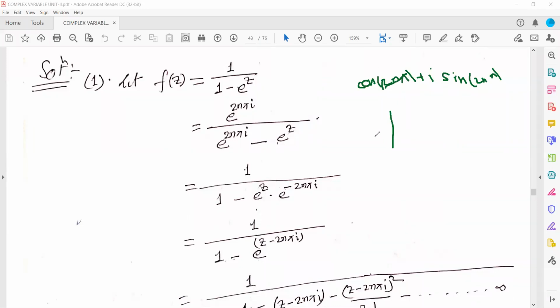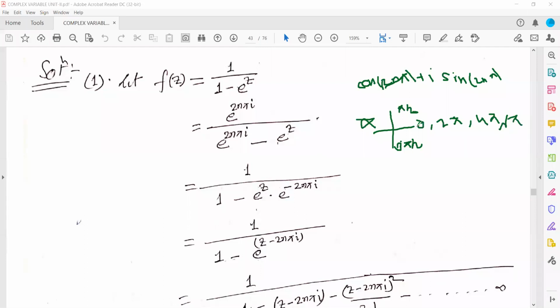So if you know that one, this is 0, this is pi by 2, this is pi, this is 3 pi by 2, and this is what? Again 2 pi, the complete rotation. Then again, if you move like this, you'll get 4 pi. Again, if you move, you'll get 6 pi.